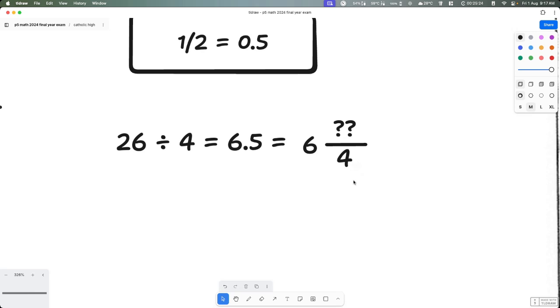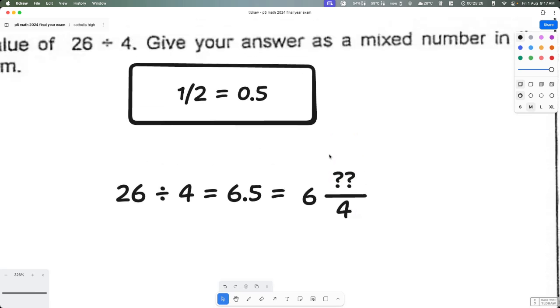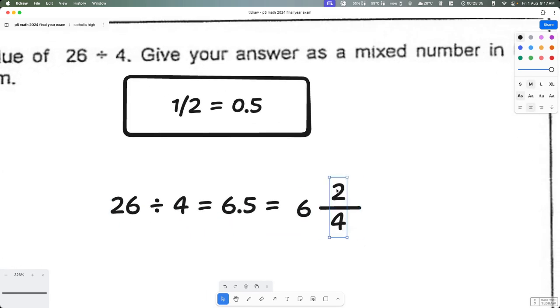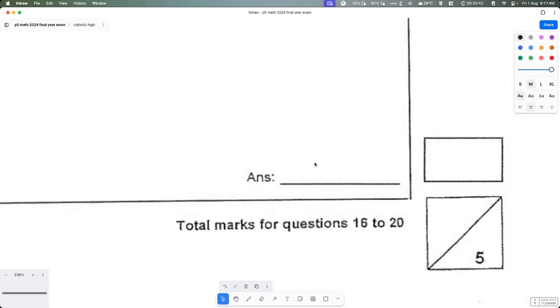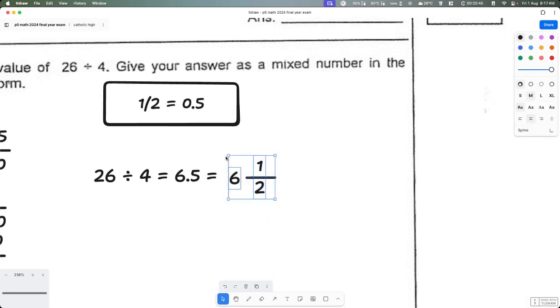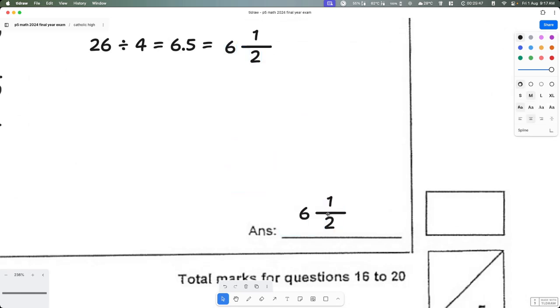So half of this is what? Out of 4. So for half, this should be 2 out of 4, or actually, we don't even need to put 2 out of 4, it's just half, like this. And that's the answer, 6 and a half. So that's the answer to this question.